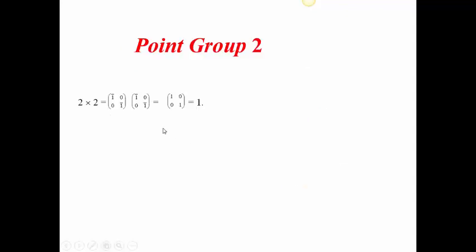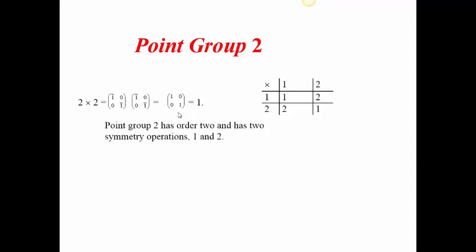Point group 2, as we saw earlier in the last section, can be represented by this matrix: 1 bar 0 1 bar. If we multiply the two of them together, and we do that by multiplying the representative matrices, we find out we come right back to our old friend, the identity. So here is our multiplication table for point group 2.